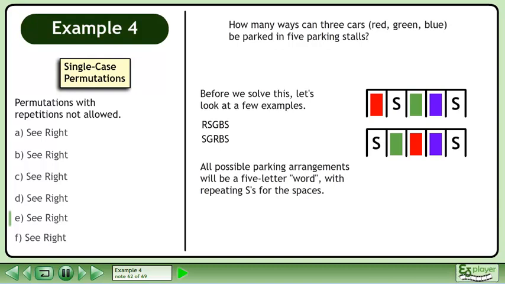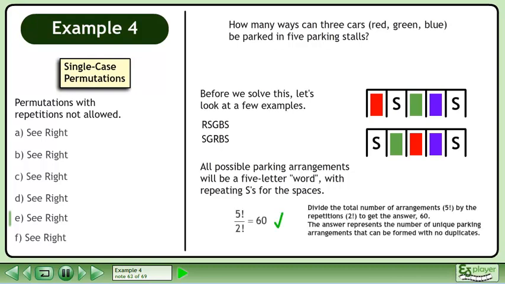All possible parking arrangements will be a 5-letter word with repeating S's for the spaces. Divide the total number of arrangements, 5 factorial, by the repetitions, 2 factorial, to get the answer, 60. The answer represents the number of unique parking arrangements that can be formed with no duplicates.